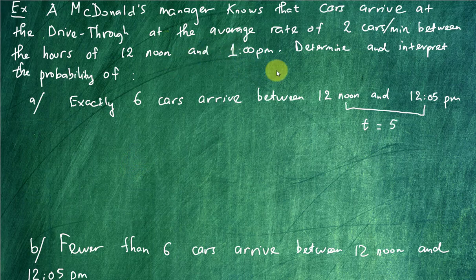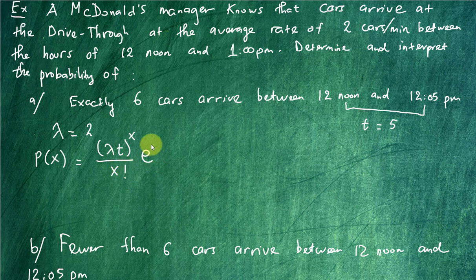And we know that on average we have 2 cars per minute, and that is the value of lambda equal 2. And as we saw earlier, the probability p of x is given by the formula (lambda times t) to the power of x over x factorial, e to the minus lambda t. Now in this case, lambda is 2, the timing t is 5 here, and you are looking for exactly 6 cars, so we are looking for x to be the value of 6.